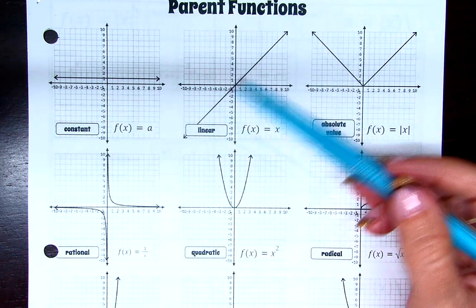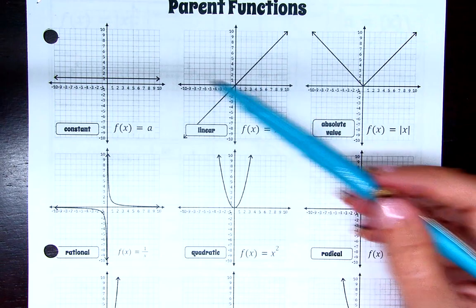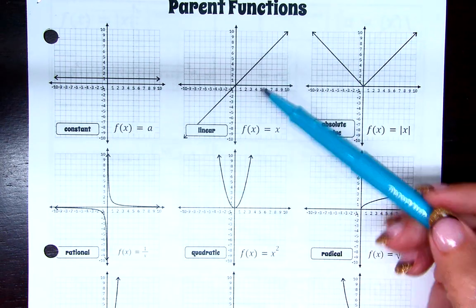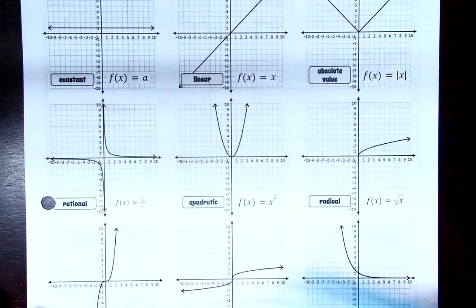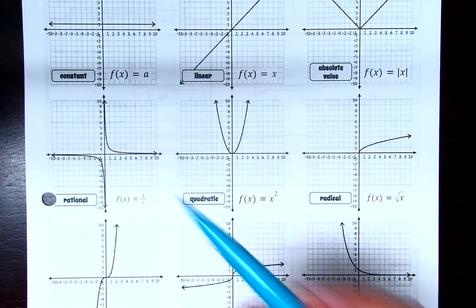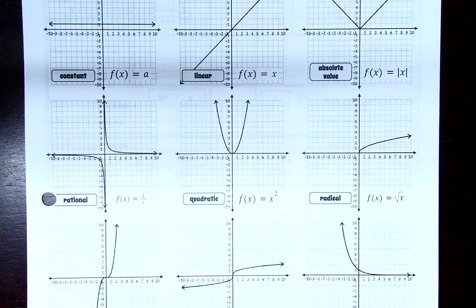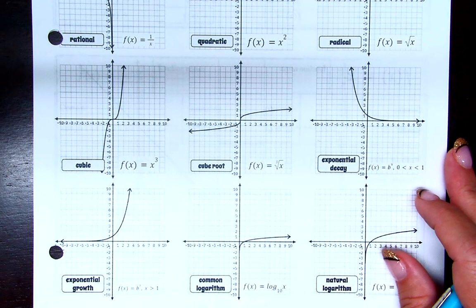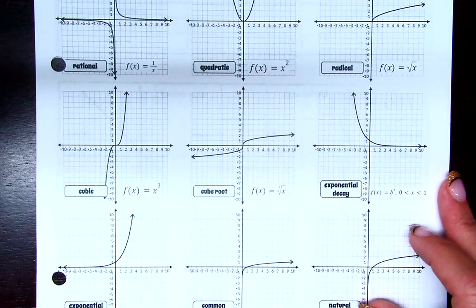All the linear functions look like this. They can move up or down, left or right. They could even be slanty, right? They could be steeper or shallower, but they all start right here. This is the beginning of each of the different families of functions, okay? These 12 parent functions are the ones that we're going to study this year, all right? So we're going to start today talking about them.